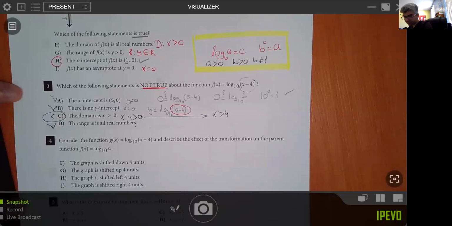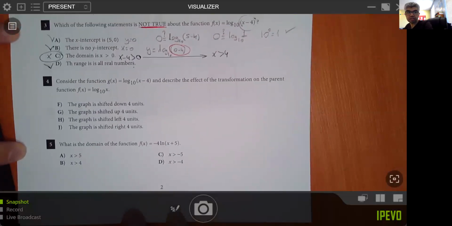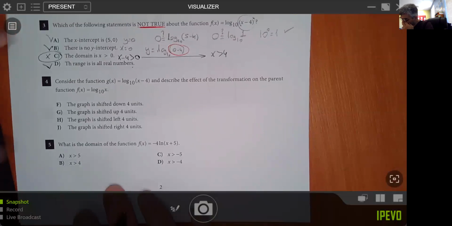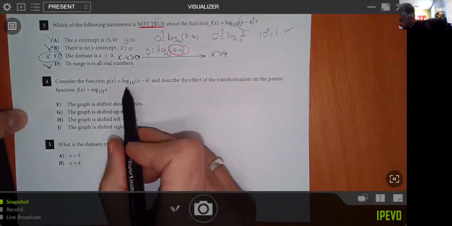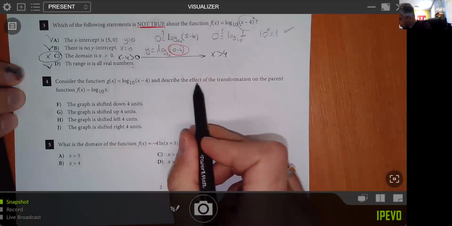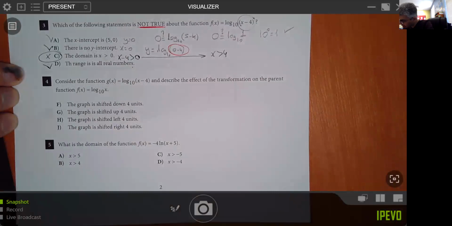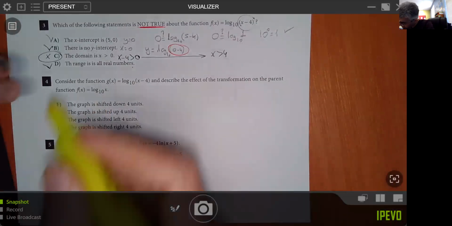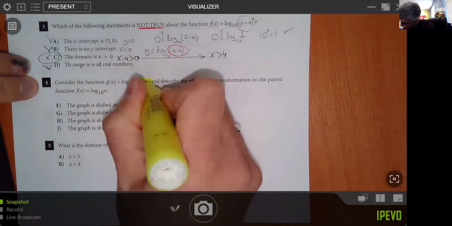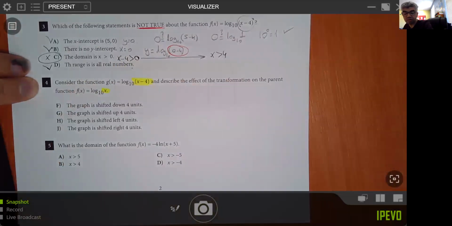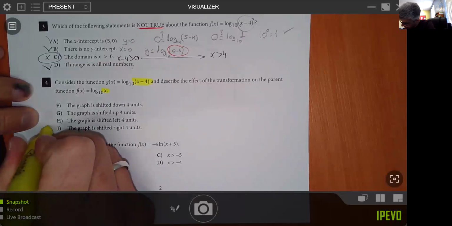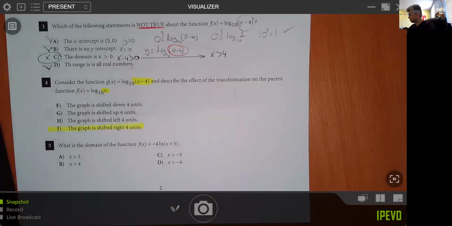Number 4. Please let me know in chat if you have any questions. Consider the function g of x is log of x minus 4 base 10 and describe the effect of the transformation on the parent function f of x. So what happened here? You see the difference is here. X became x minus 4 and it is in parentheses. So the graph is shifted 4 units. Right. This is the answer.